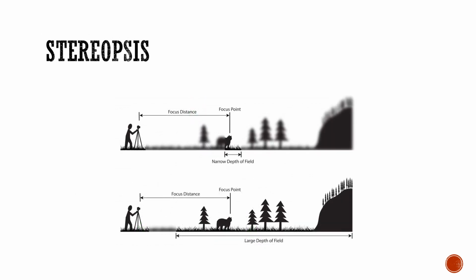These are a few illustrations. This is a narrow depth of field and this is a larger depth of field. This is how it works with cameras and how we look. Even the eye has stereopsis, depth perception.